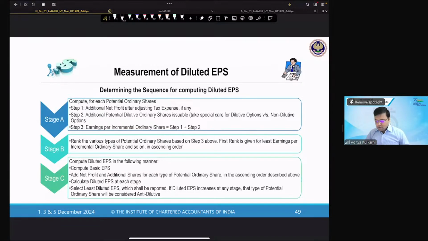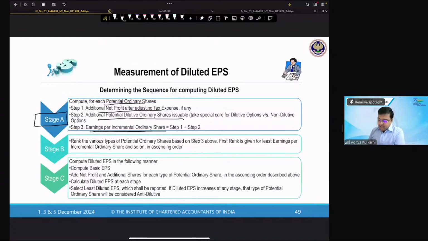So what we have to do is, for each potential ordinary share, compute earnings per incremental ordinary share. That is nothing but adjusted net profit after tax expense divided by additional potential dilutive ordinary shares issuable. So earnings per incremental ordinary share is step 1 divided by step 2. So what is stage A? You will calculate potential dilution on each category. We have already done one question, so similarly for each category you will do it.